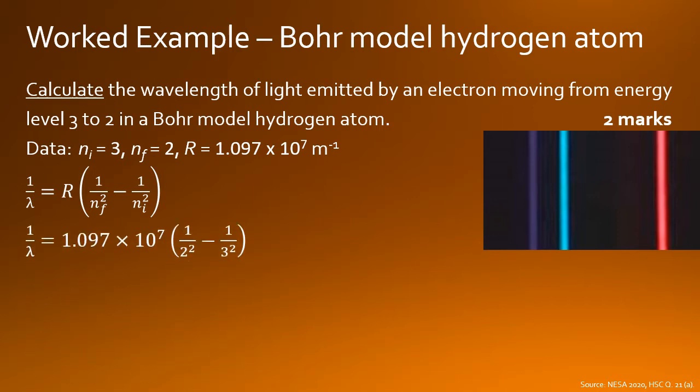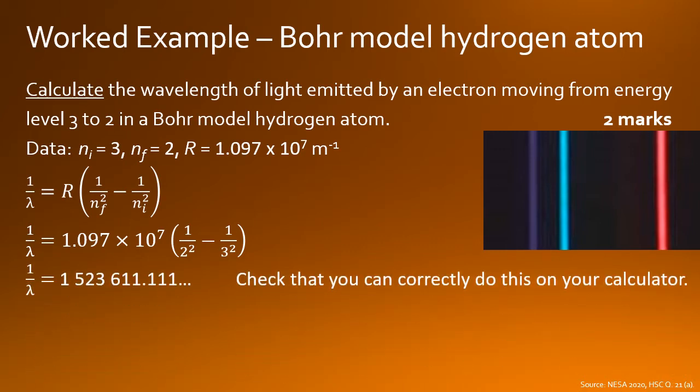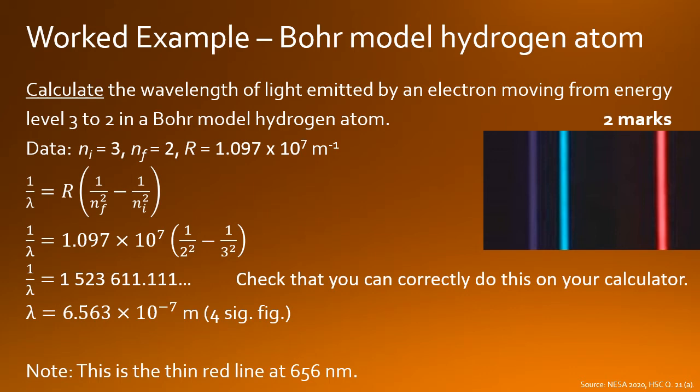And simply substitute. And notice how simple the substitution is. So we put in R, 1.097 times 10 to the 7. And in the brackets, can you see the substitution? 2 and 3. And then it's a simple matter of calculating. In fact, you could do it possibly in your head. 1 on 2 squared is a quarter. 1 on 3 squared is a ninth. And you end up with this number here. Just make sure you can correctly do this on your calculator. And when you flip it over, you get 6.563 times 10 to the negative 7 meters to 4 significant figures. And note that this is the thin red line at 656 nanometers.